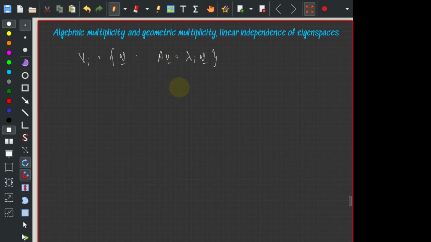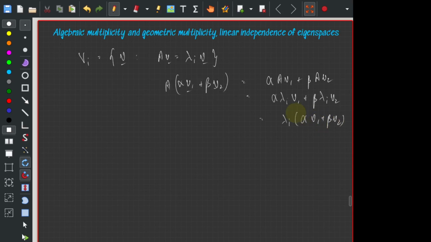And that's easy to verify, because if I have alpha v1 plus beta v2, and I take A times alpha v1 plus beta v2, then this is equal to alpha times A v1 plus beta times A v2, but v1 and v2 are in V_i, so this is alpha lambda_i v1 plus beta lambda_i v2, which is just lambda_i times alpha v1 plus beta v2. So this also lies in V_i. So it's a vector subspace.